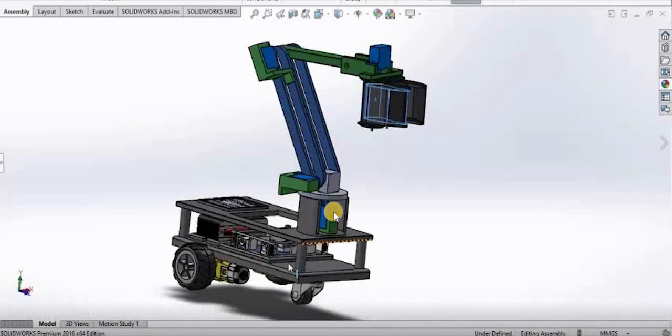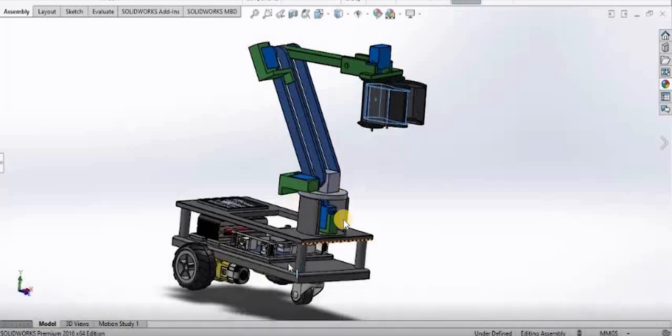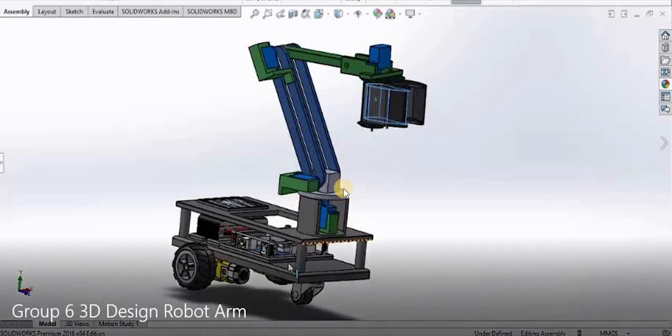And then in this robotic arm, there are 4 main parts, which is the first one here. This is the arm rotator. The next one here, this is the long arm, because obviously it is the longest arm in this robotic arm. And the next one we have the short arm, and the last one we have the grabber.